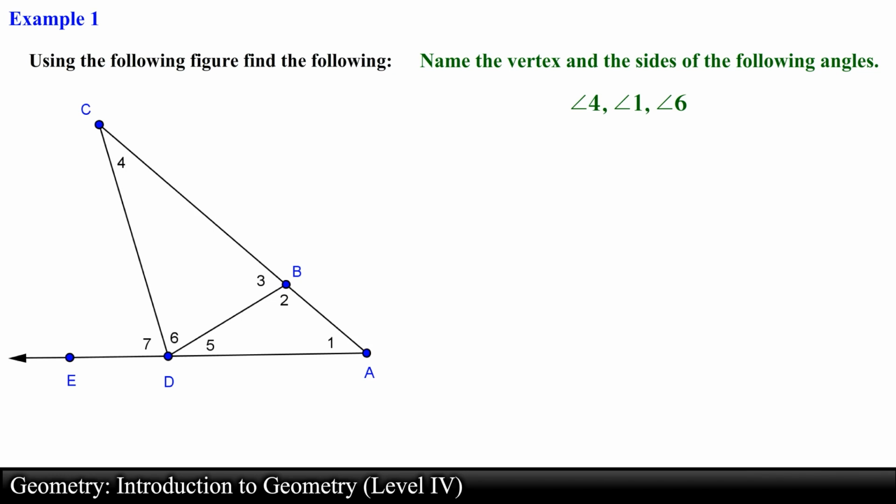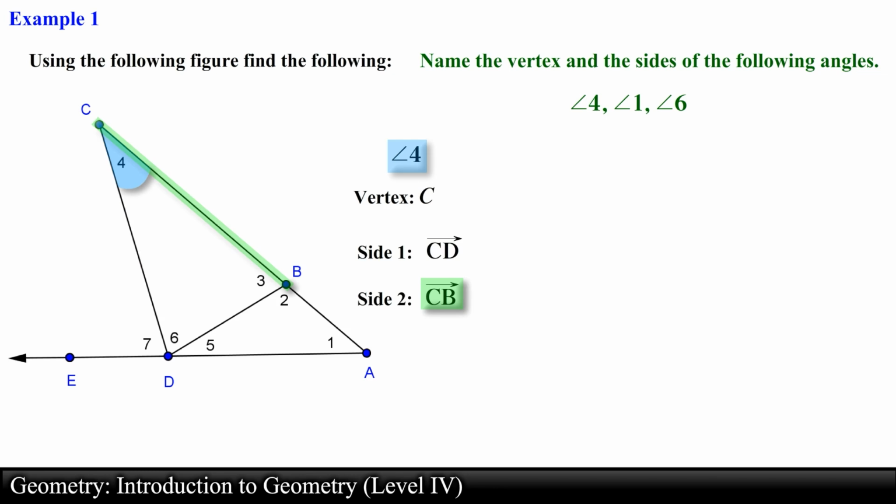Alright, we are asked to identify the vertex and the sides of the given angles. Let's start with the first angle. Angle 4 is located here, and its vertex is represented by point C. Now, the sides of the angle are formed by rays CD and CB.